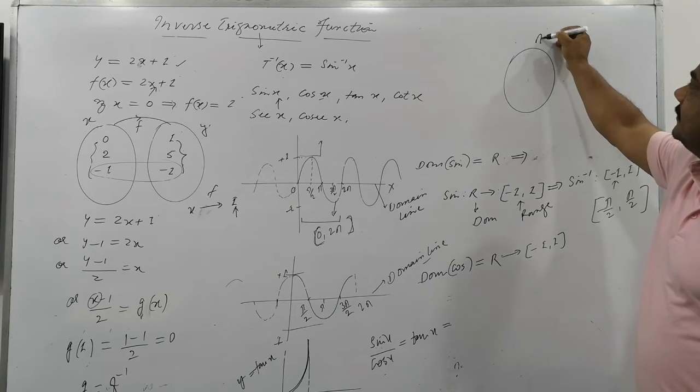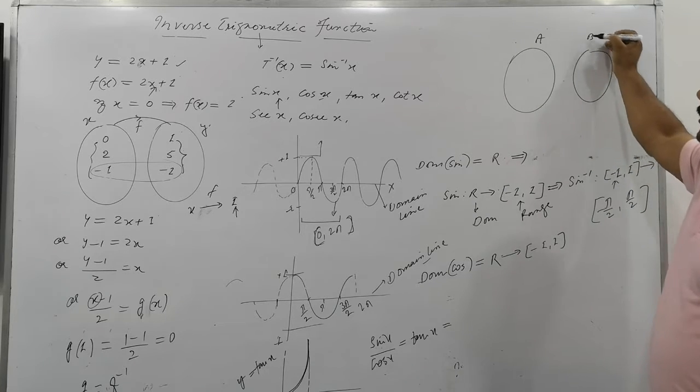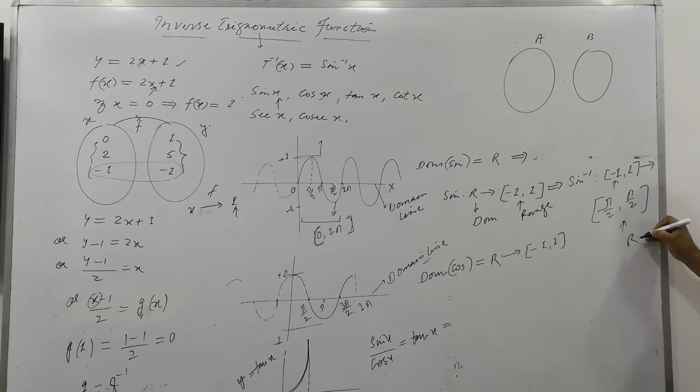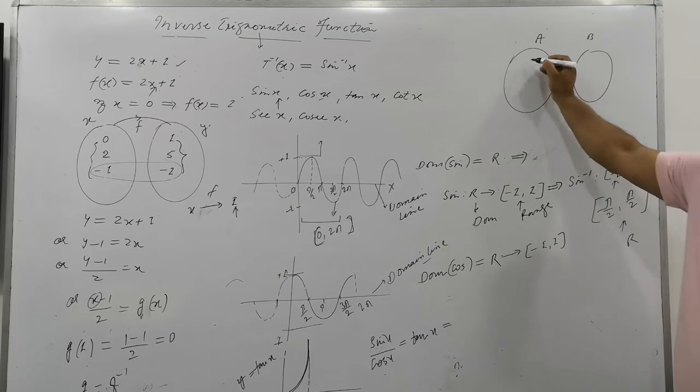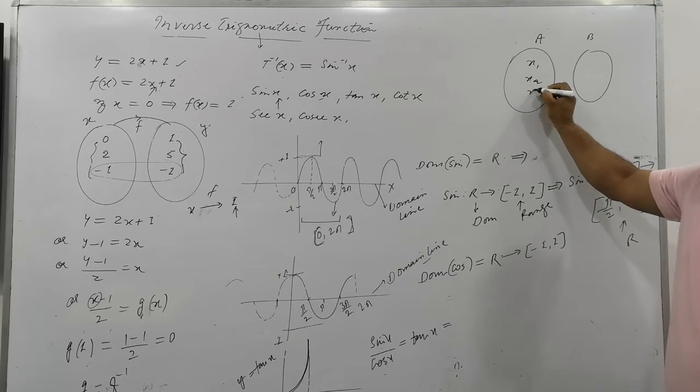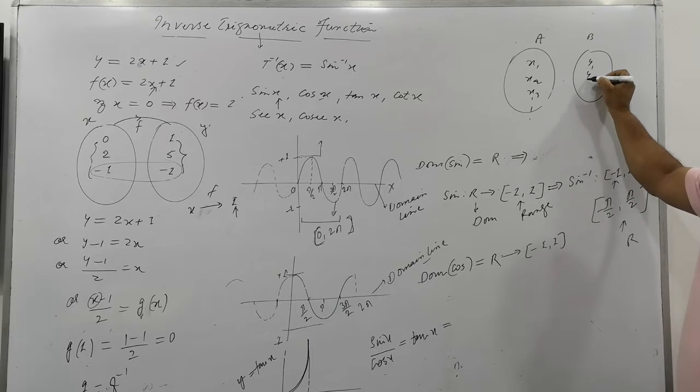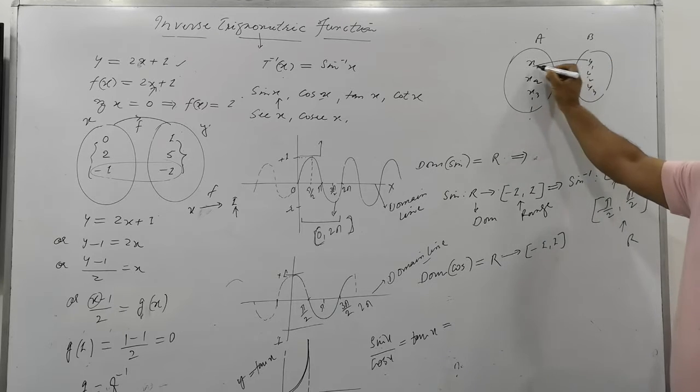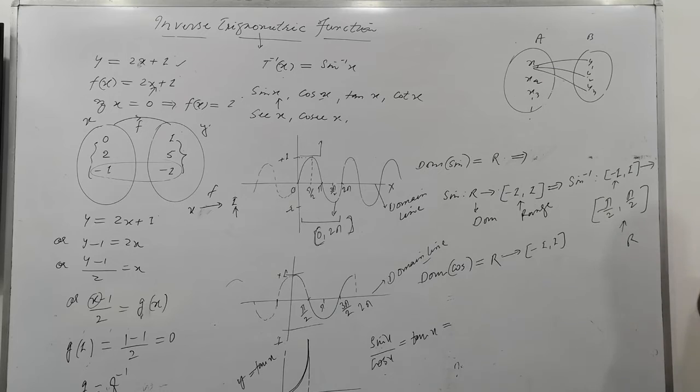Listen here. It's a set A and a set B. If you take this range as real, do you know what will happen? x1, x2, x3 and so on, and y1, y2, y3. This type of concept will be created. Is it a function here? No. This is not the definition of function. A domain value can have more than one image. This is not a function, this is a relation. That's why we cannot take the range as real numbers here.